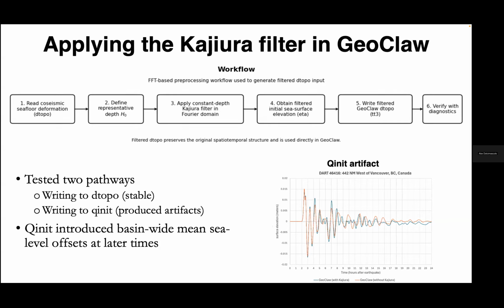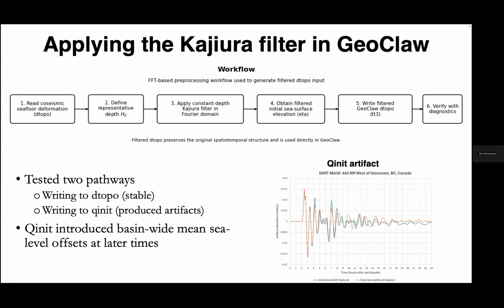I then performed a set of diagnostics just to verify the filtering behavior before using it in GeoClaw. And I also wanted to mention that I did this workflow with two different testing outputs. I wrote both to dtopo and also qinit, and I found that the dtopo approach was much more stable to work with, while the qinit introduced an odd basin-wide mean sea level offset that's seen at later times. And I'm showing this waveform here in the bottom right of the screen, where you can see how the blue line, which is the Kajiura filter with the qinit, the mean sea level drops below what it should be.